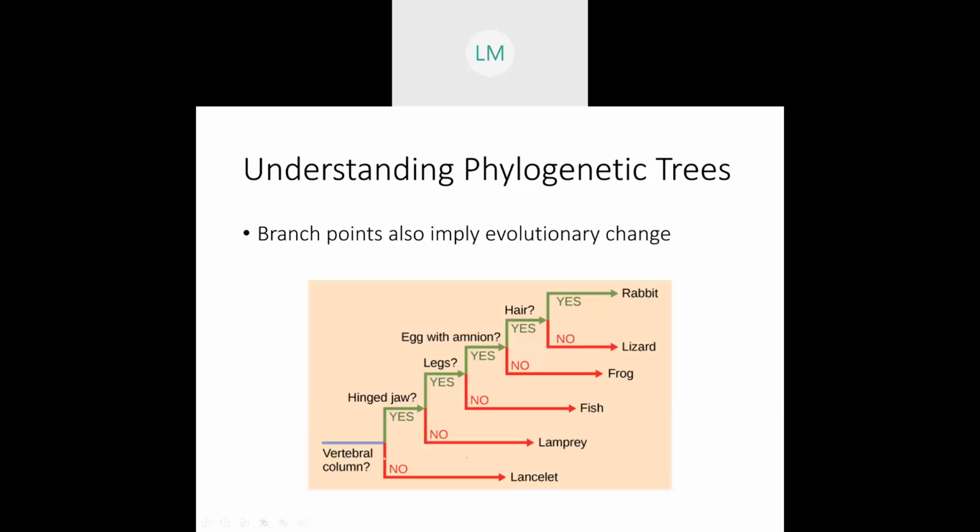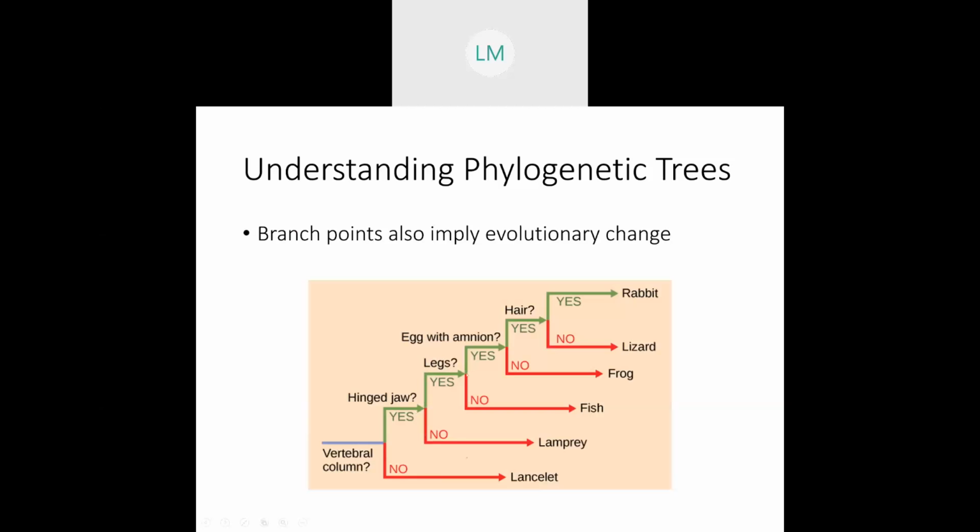Do we not have a vertebral column? We'll go this way. That's to our species called a lancelet. If we do have a vertebral column, we're going to go this way. And then at this branch point up here, this point represents an evolutionary change of a hinged jaw. Do we have a jaw that hinges? No, we're going to be a lamprey. If we do have it, we're going to go up here.